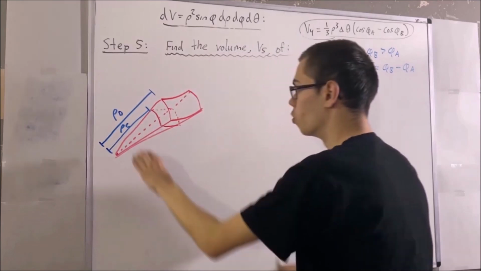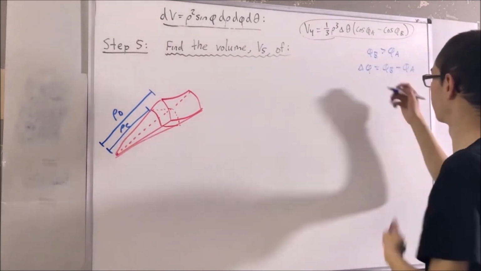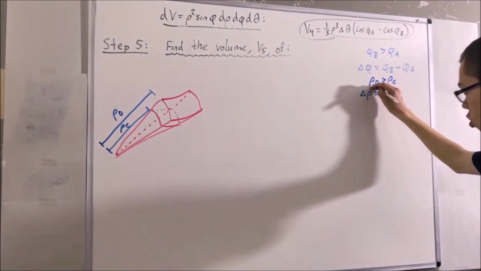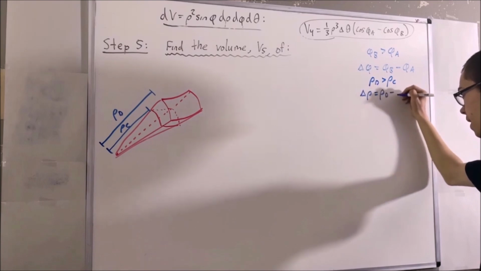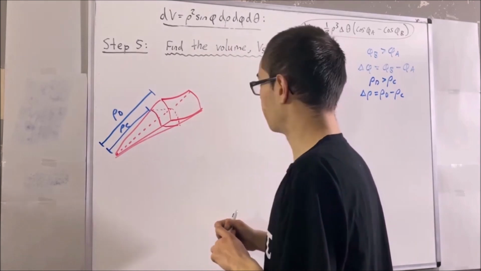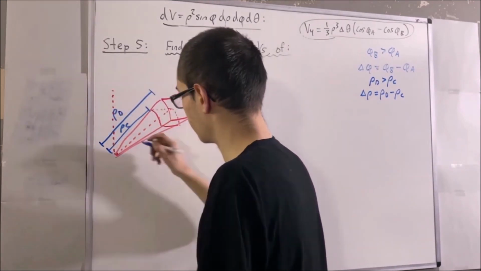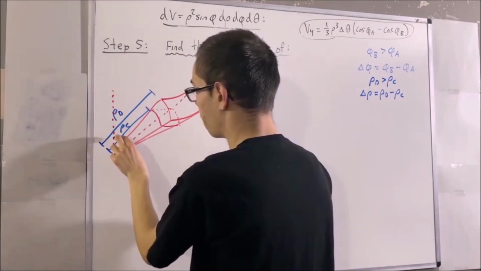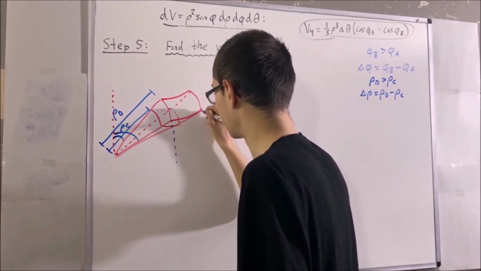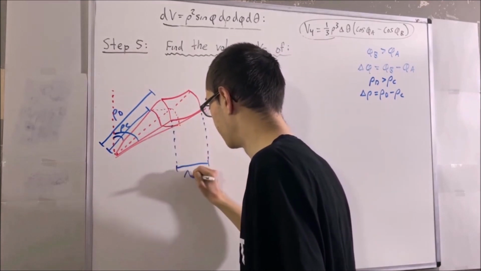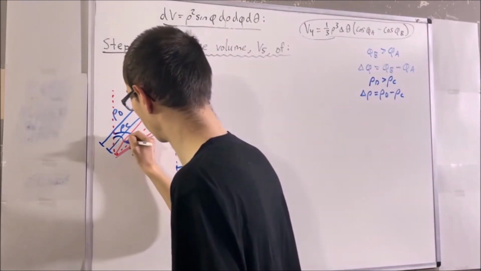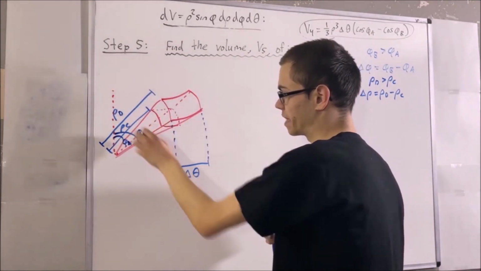Now notice rho d is bigger than rho c, and we're going to say that delta rho is equal to the larger rho minus the smaller rho, so rho d minus rho c. And again, we have the same constraints as before. This angle would be phi A, this angle would be phi B. If we project this onto the xy plane, this would be delta theta, and I believe that covers all of the constraints for this volume. So that's illustrated as best as I could do it.